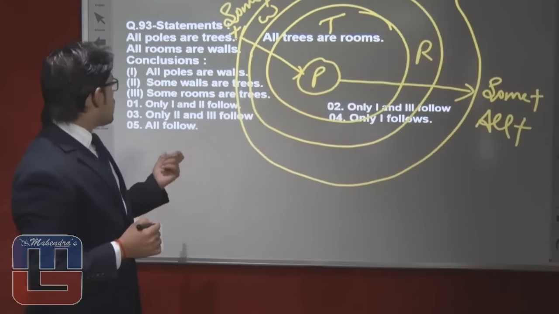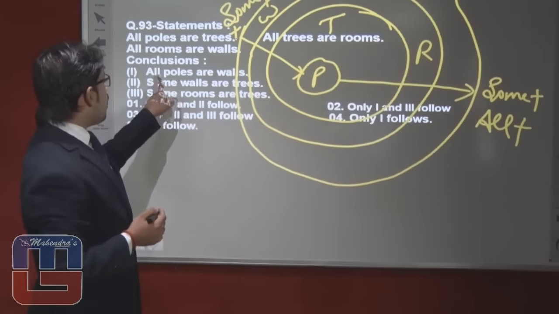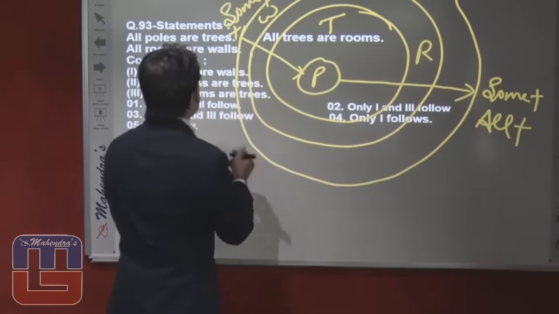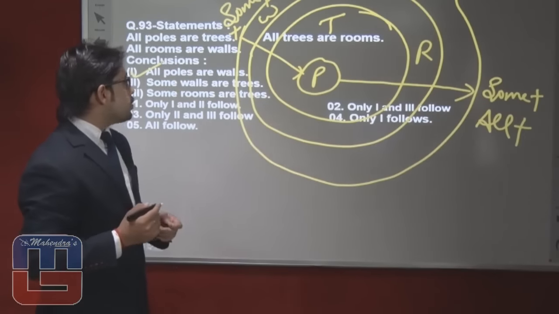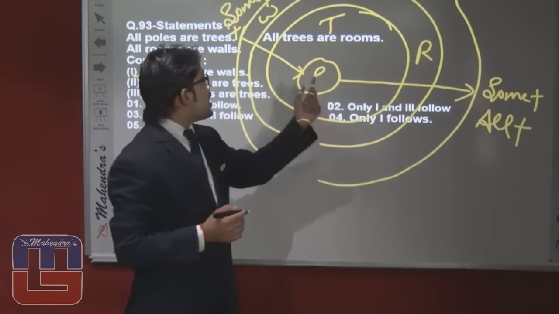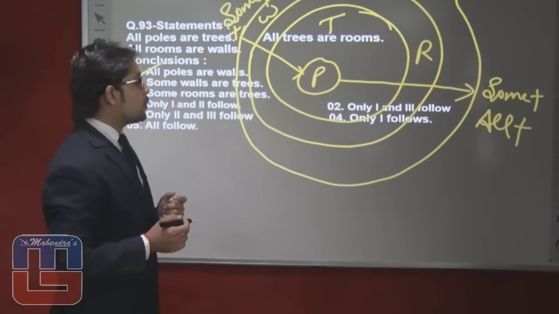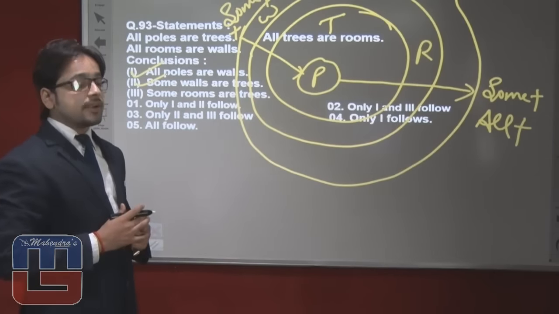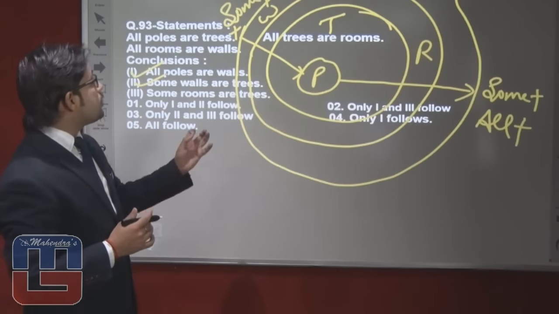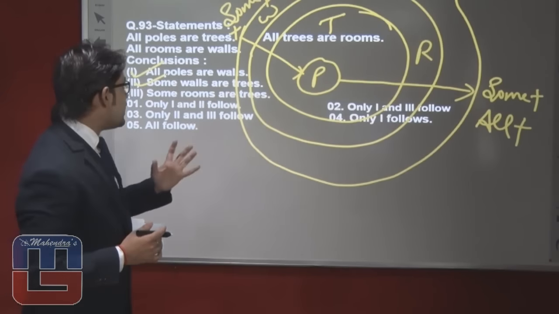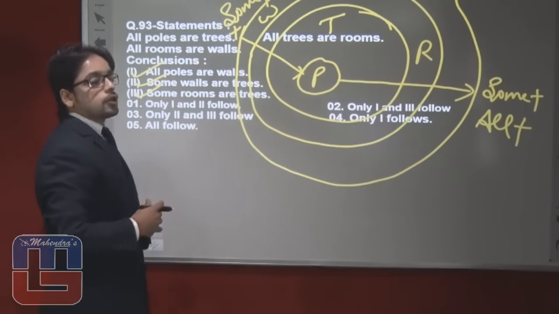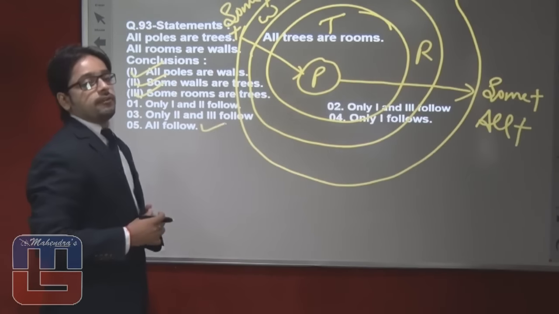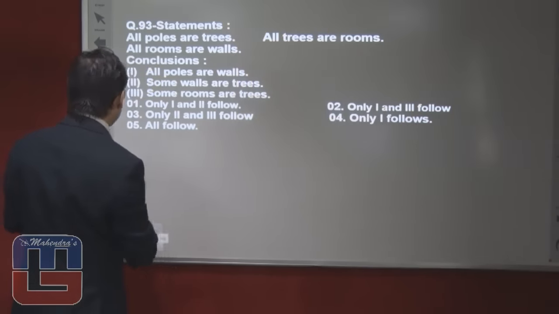First conclusion, the examiner wants to know whether all poles are walls. We can say that yes, all poles are walls. First conclusion will be true. Second conclusion, some walls are trees. Yes, outward to inward, some positive is true, so the second conclusion is also true. Third conclusion is saying some rooms are trees. You can easily find out that yes, some rooms are trees. So the third conclusion is also true. So the answer will be all follow, that is written in option number 5. Let's proceed towards the next question.